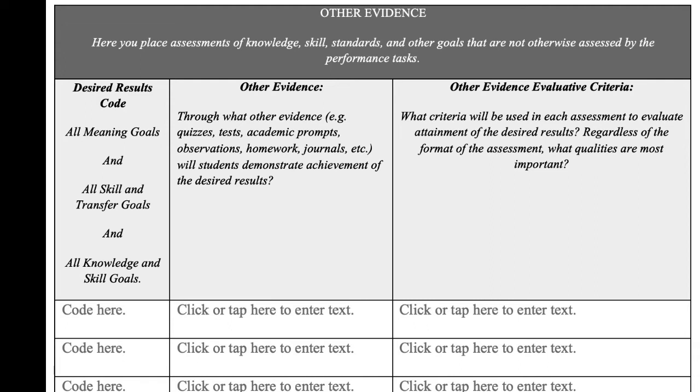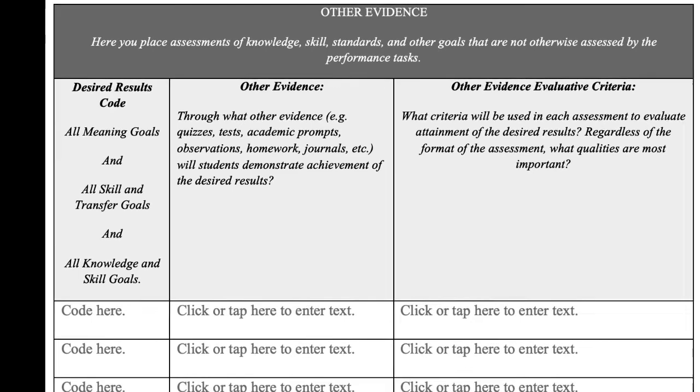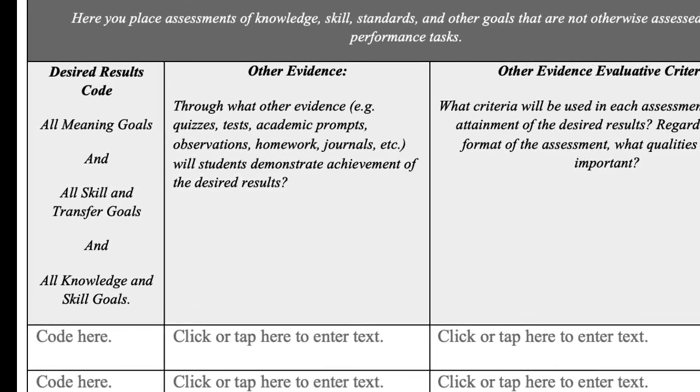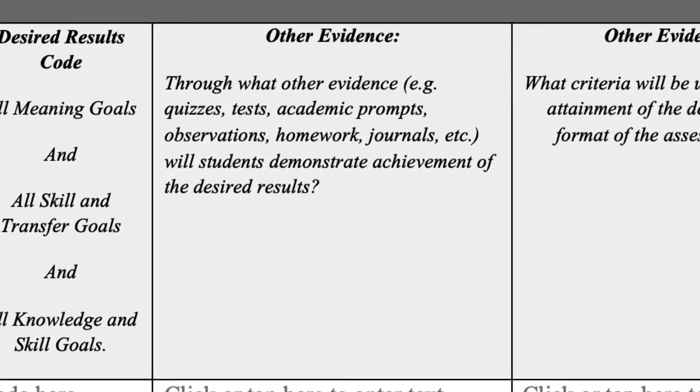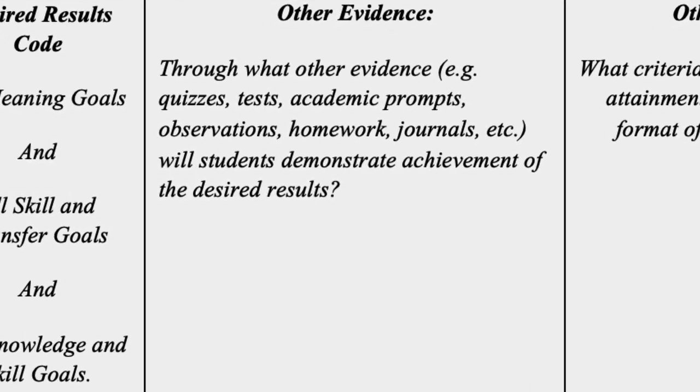Other evidence. Assessments of knowledge, skill, standards, and other goals are listed in the Other Evidence section of the UBD template. They will also align with any transfer and/or meaning goals that were not assessed in the Performance Task section. Objective assessment types, such as multiple choice, short answer, true/false, matching, or fill in the blank, may be used as other evidence of desired results. These may come in the form of tests, quizzes, observations, homework, academic prompts, and/or journals.